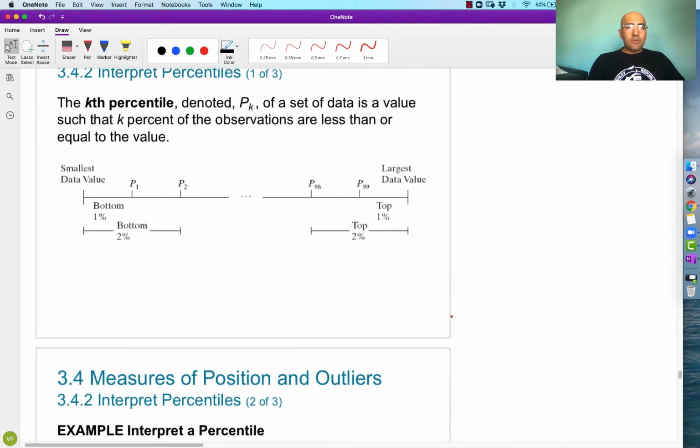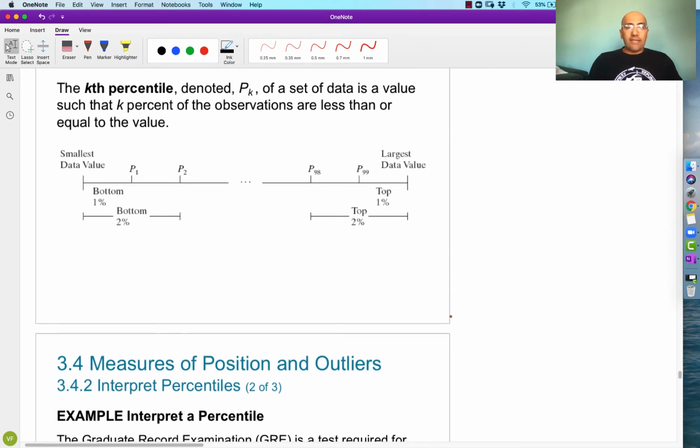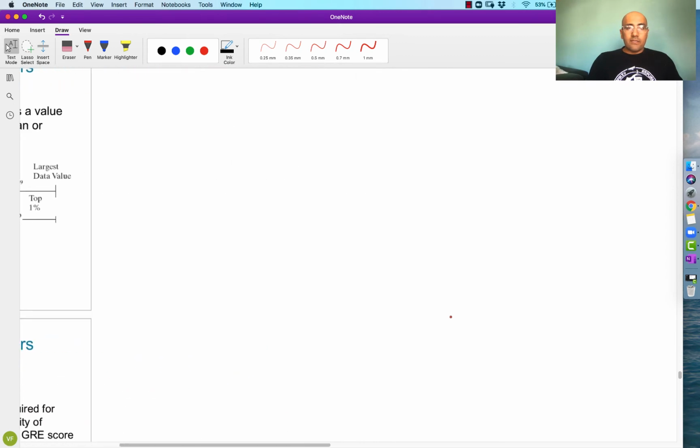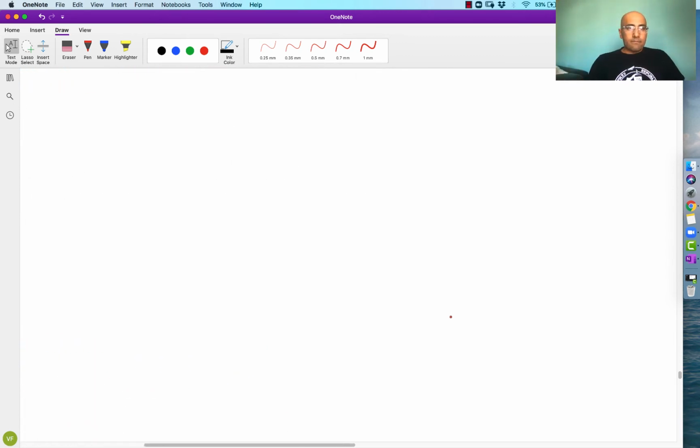All right, let's move on to something called k-th percentiles. So the kth percentile, denoted by P sub k of a set of data, is a value such that k% of the observations are less than or equal to that value. So it's best to imagine a very, very large data set. So let's say that I have some data set that is very, very large.